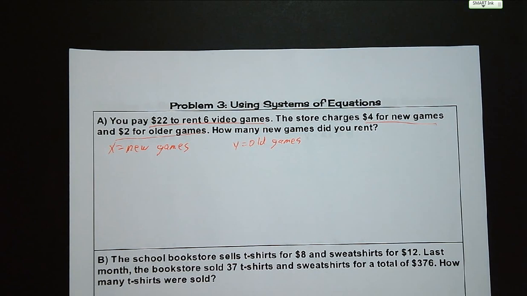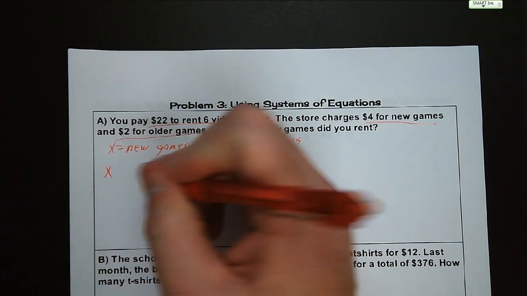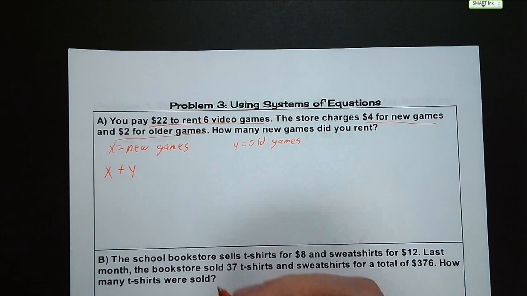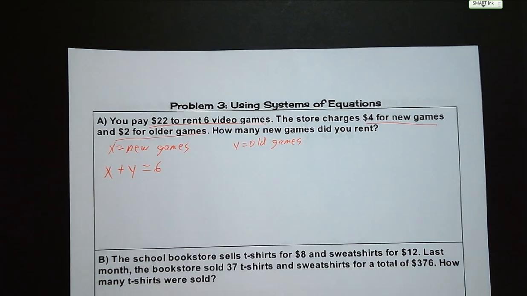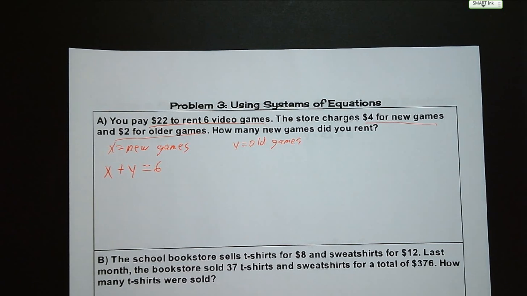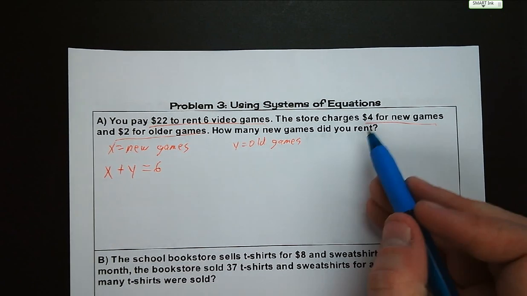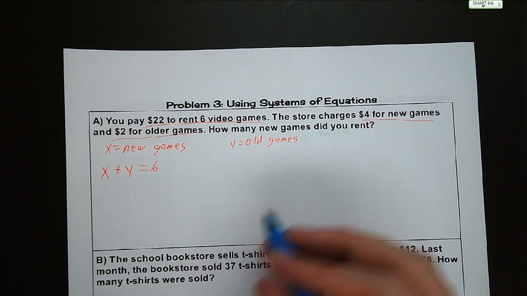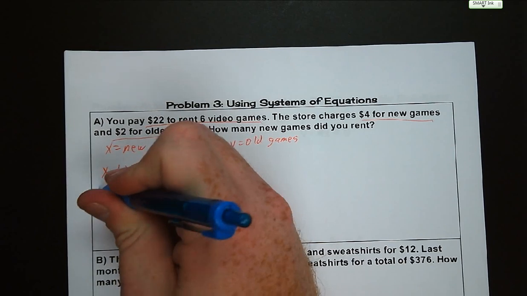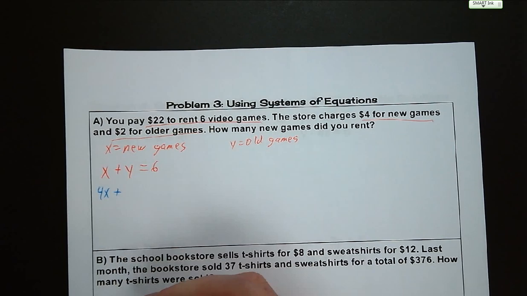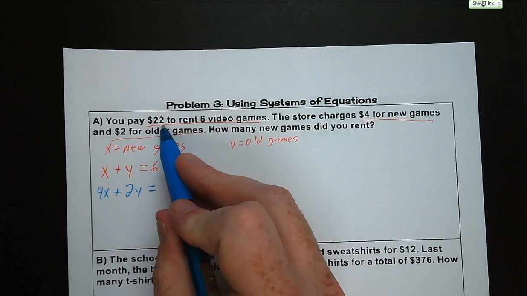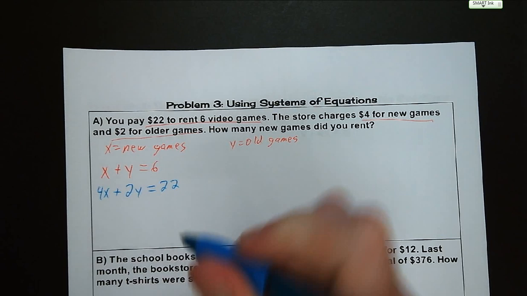So we can write 2 equations from this. One of the equations is going to be about how many we rent. So we rented some number of new games plus some number of old games, and that's going to equal 6. The other thing we know is the rates that each of those get charged. So we know that $4 for new games, so it's 4x, plus $2 for older games, plus 2y equals, you spent $22. So now we have 2 equations.